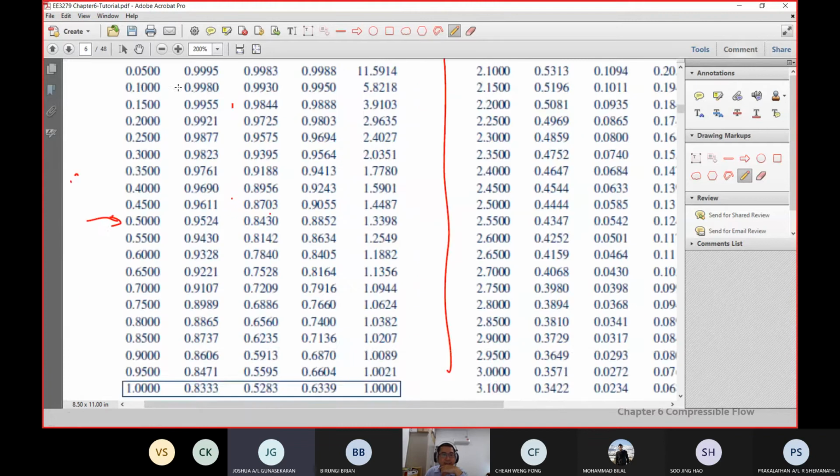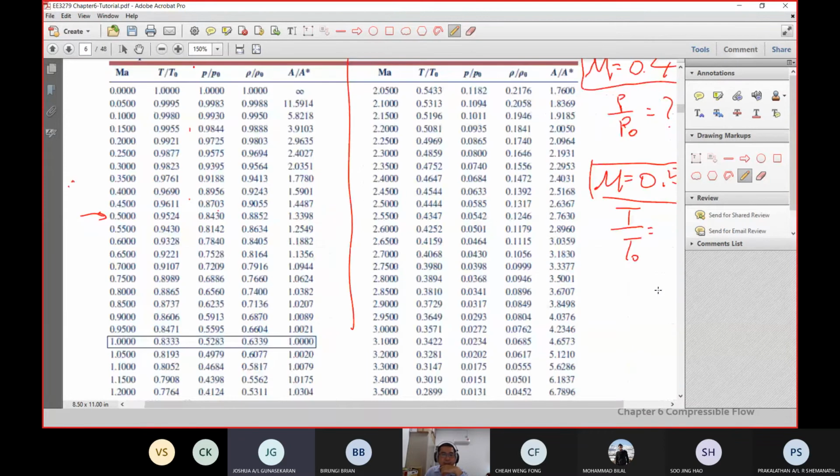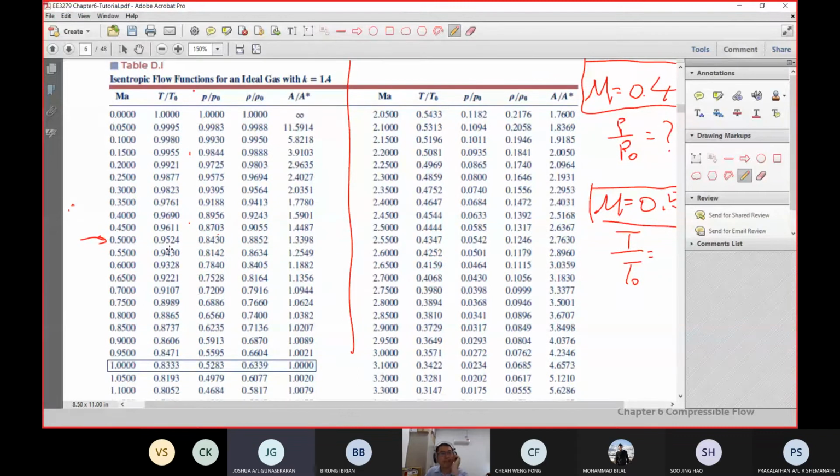Maybe smaller. The table is shaking. Okay, now you can see, right? What's the value? For T over T0 it is 0.9524. Okay, good. So now I extend the question. You get the value of 0.9524, right? Now what happens if your temperature at point 1 is 100 Kelvin? What is the stagnation temperature?